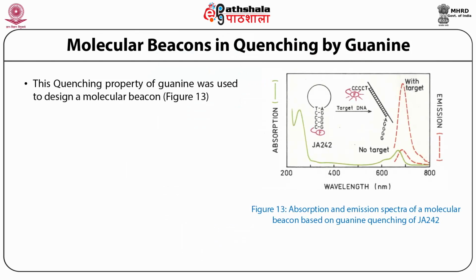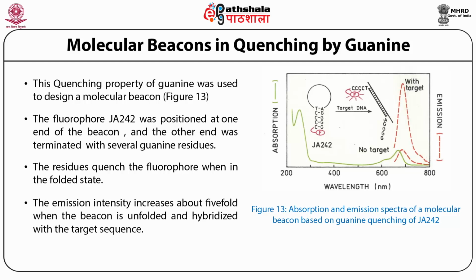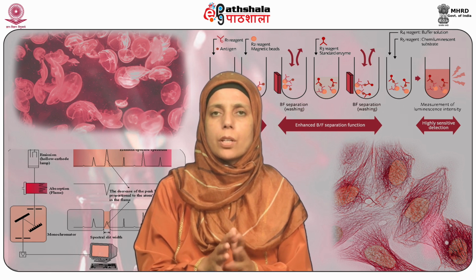This quenching property of guanine was used to design a molecular beacon. The fluorophore JA242 was positioned at one end of the beacon, and the other end was terminated with several guanine residues. The residues quenched the fluorophore when in the folded state. The emission intensity increases about 5 fold when the beacon is unfolded and hybridization with the target sequence takes place. In the right side panel, you will see the absorption and emission spectra of a molecular beacon based on guanine quenching of the JA242.